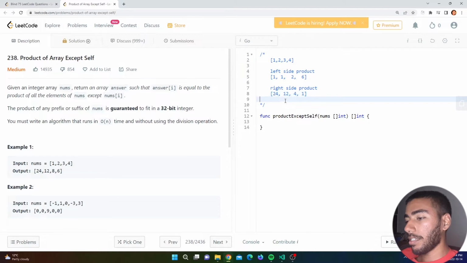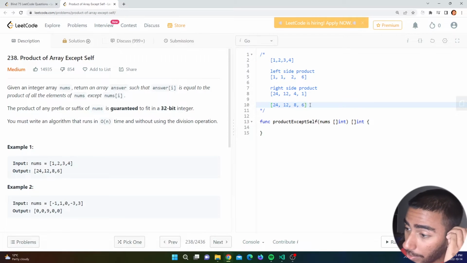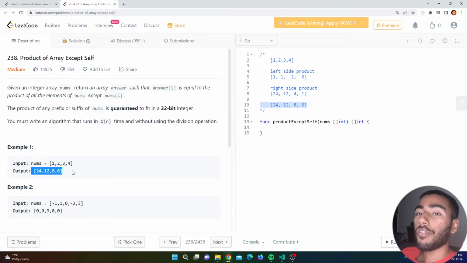If you don't see it already, what happens is if we multiply the indices at each of these arrays, we actually get the answer. So at index 0 and index 0, 24 times 1 is 24. The next one, 1 times 12 is 12. The next one, 4 times 2 is 8. And then finally 6 times 1 is 6. This is the same answer we have over here, which runs in O of n time complexity.